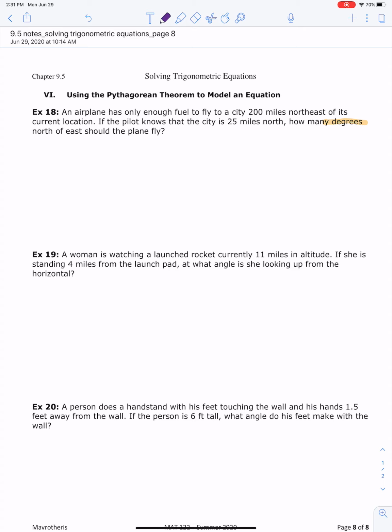Okay. And so, as with any word problem, primary concern is making sure we understand what's being asked. So I'm going to start by drawing a picture. So we got an airplane. Here's my airplane. There we go. Only has enough fuel to fly to a city 200 miles northeast of its current location. So this is north. This is east. And so northeast is going to be somewhere over here. And so we've got 200 miles northeast.